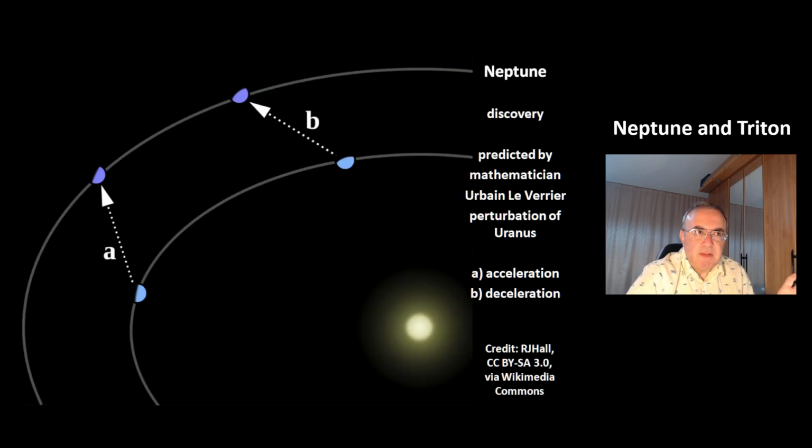This is how Neptune was discovered. It was predicted by the mathematician Hubert Le Verrier. He recognized the perturbation of Uranus's orbit, or Uranus's motion. And in this picture, this is Neptune in dark blue, and light blue is Uranus. If Neptune is ahead of Uranus, then you get an acceleration of the planet Uranus. And after Uranus has overtaken Neptune, then it is slowed down by Neptune and you get a deceleration.